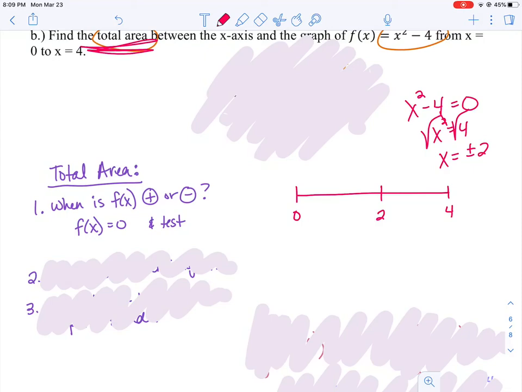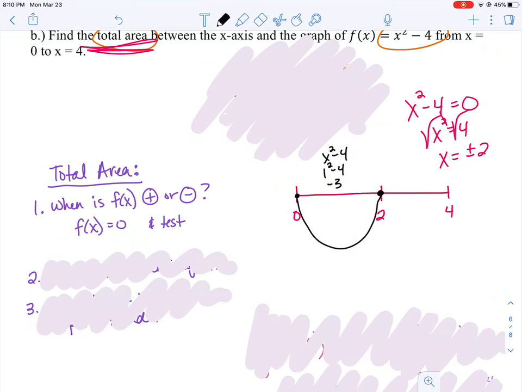Now if I didn't know what the picture looked like, I've got to figure out from 0 to 2, is it above or below? And from 2 to 4, is it above or below? And so I can figure that out by testing values, kind of like we've done in the past, where if I have my function, my x squared minus 4, and let's pick an x value in between 0 and 2. So let's say 1. If I plugged in 1 to my function, I ended up getting negative 3. And so what that means is that my y value, my output, is negative, which means my graph goes underneath my x-axis. From 0 to 2, the area that I have there is negative.